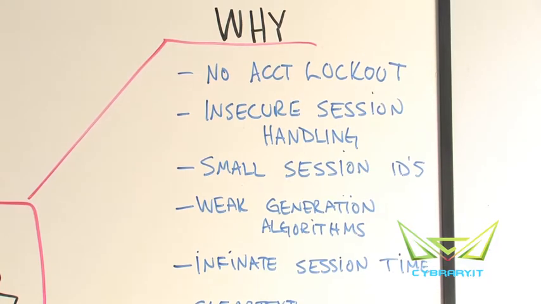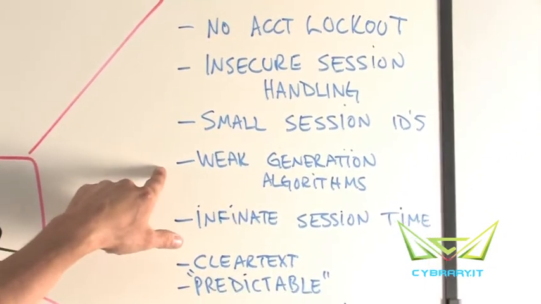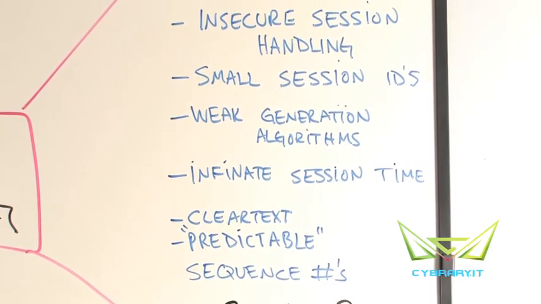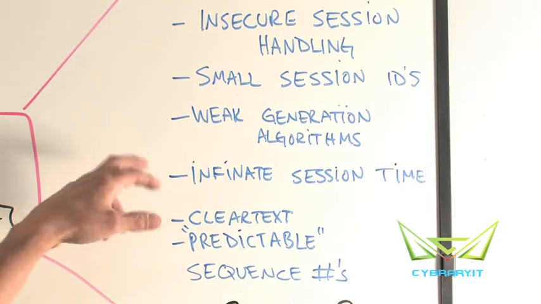So from the pen tester's point of view, the shorter the session space, the easier it is for the penetration tester. Also, weak generation algorithms. If you generate your session ID on something like a date timestamp, well then that would be relatively easy because you just start guessing dates and times and then you use that to construct your session ID.